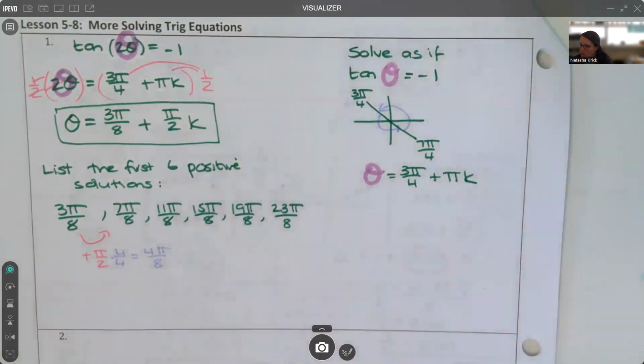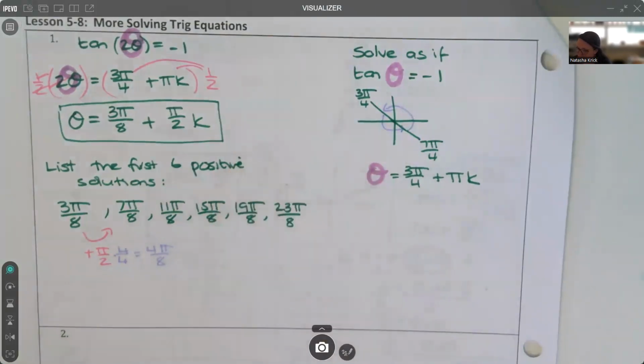If we were asked to find all of the angles between 0 and 2 pi, then we would think about, well, what is 2 pi? 2 pi is 16 pi over 8. So it would really just be those first 4, and we would stop right there. So depending on what you're trying to do, sometimes you're going to want to write the general solution. Sometimes you want the first 6, maybe you want the first 8. Maybe you just want the first ones that are going from 0 to 2 pi.